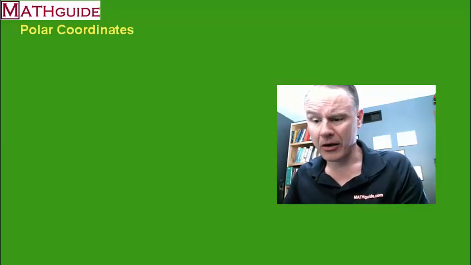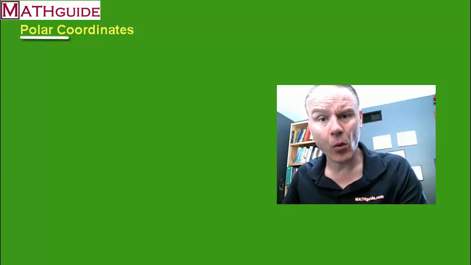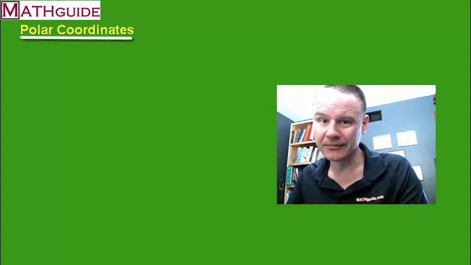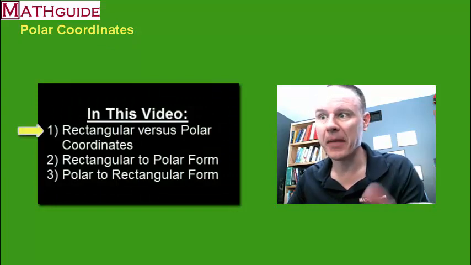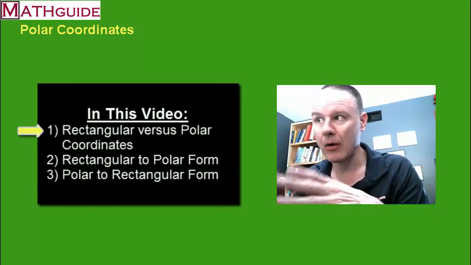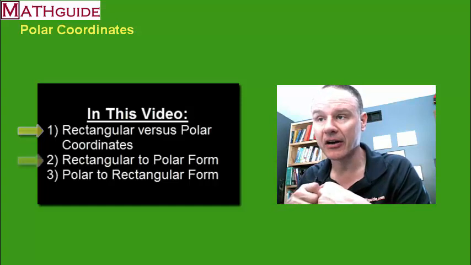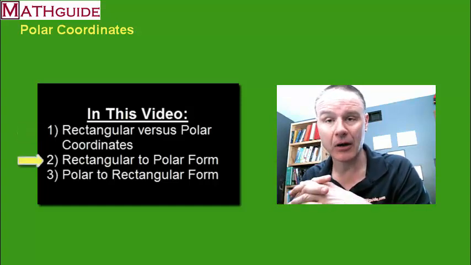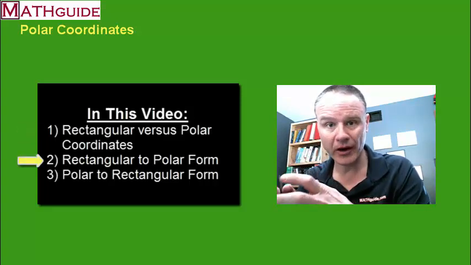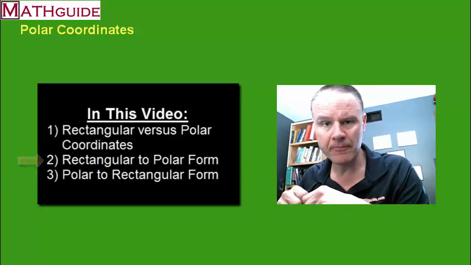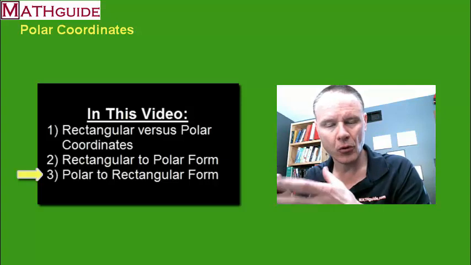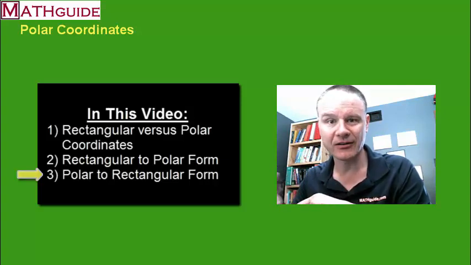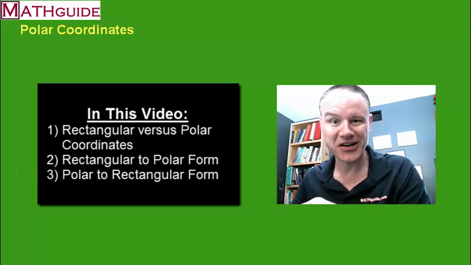Today we're going to talk about the differences between rectangular coordinates and polar coordinates. So in our first section, that's what we'll do. Talk about fundamentally how the two systems are different. And then in our second section, we're going to take a look at how to take rectangular points and convert them into polar form. And then in our last section, we're going to take polar points and convert them into rectangular form. All right, let's check it out.